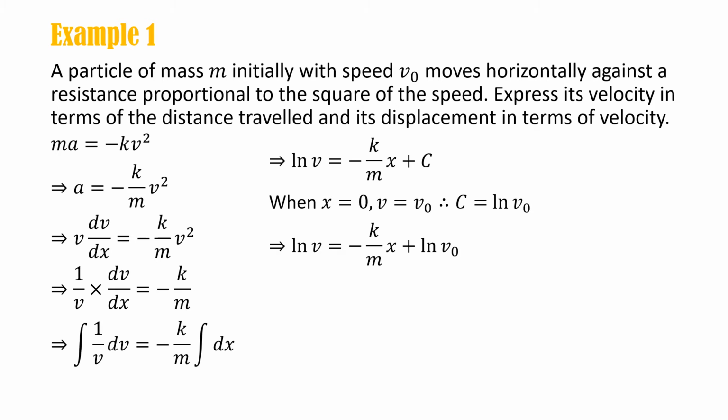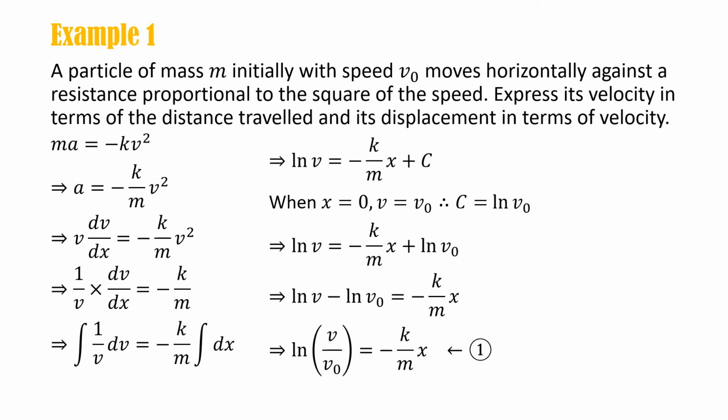So let's bring all of our terms of v onto one side. Then we've got the natural log of v minus the natural log of v0 is equal to negative k on m x. Log laws: if I've got the log of something minus the log of something else, I can just do a division. So that can be simplified to the natural log of v on v0 is equal to negative k on m lots of x. I've called this equation 1 because we're going to be using this equation a couple of times.